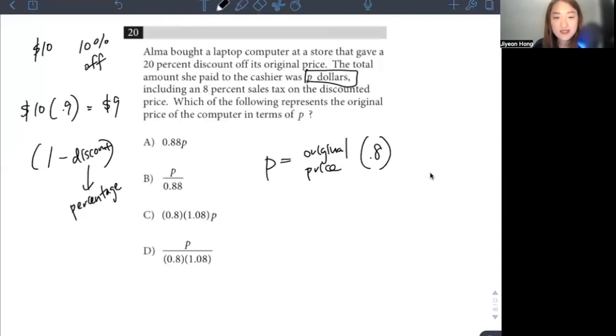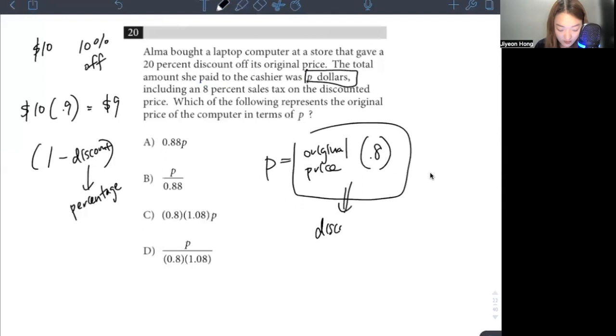And then the last part we need is an 8% sales tax on the discounted price. So this is the discounted price right here, and it's asking for us to account for the 8% sales tax. So it's 8% of the discounted price being added.